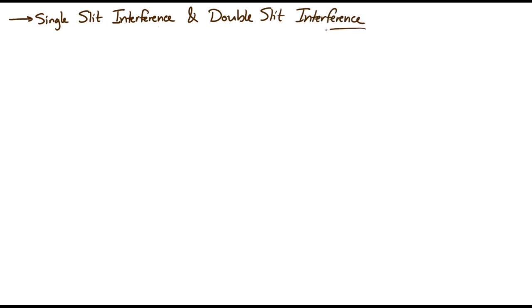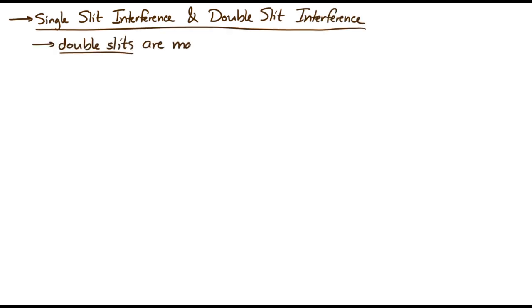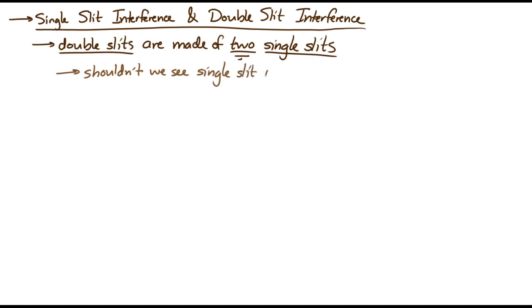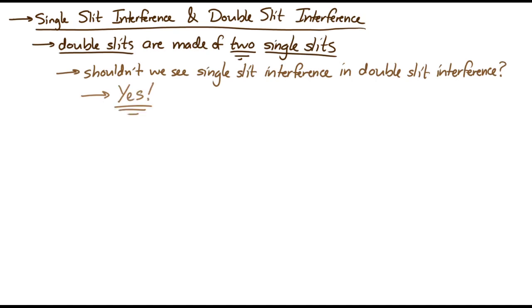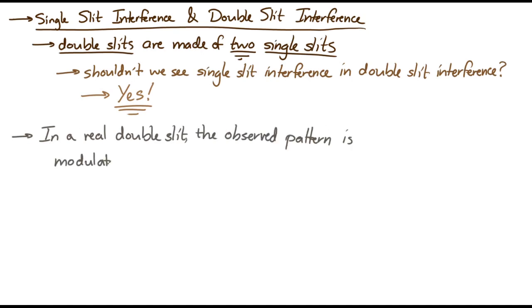Okay, so single slit interference and double slit interference. The dirty truth is that double slits are made up of two single slits. So because of that, shouldn't we get single slit interference from the two slits? And the answer is yes. So in reality, when you look at a true double slit interference pattern on a screen, we say that it is modulated by the single slit pattern.